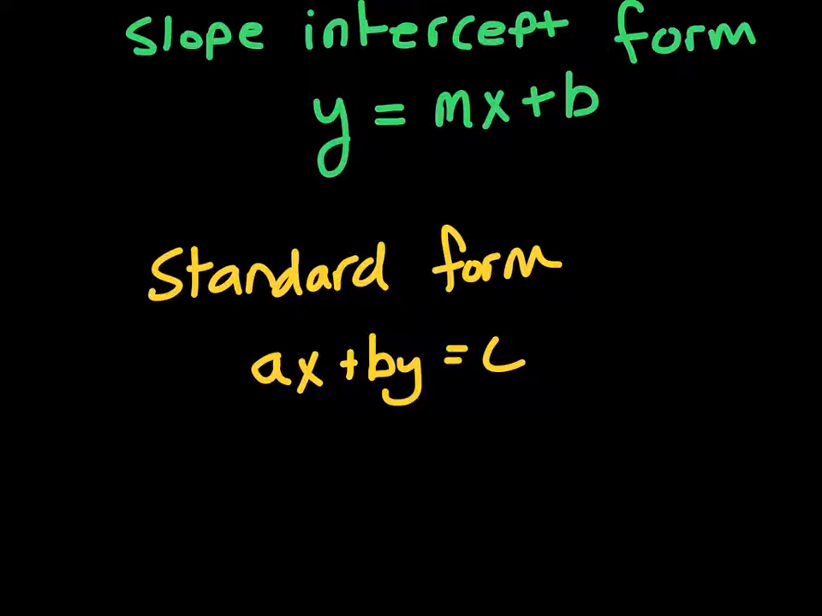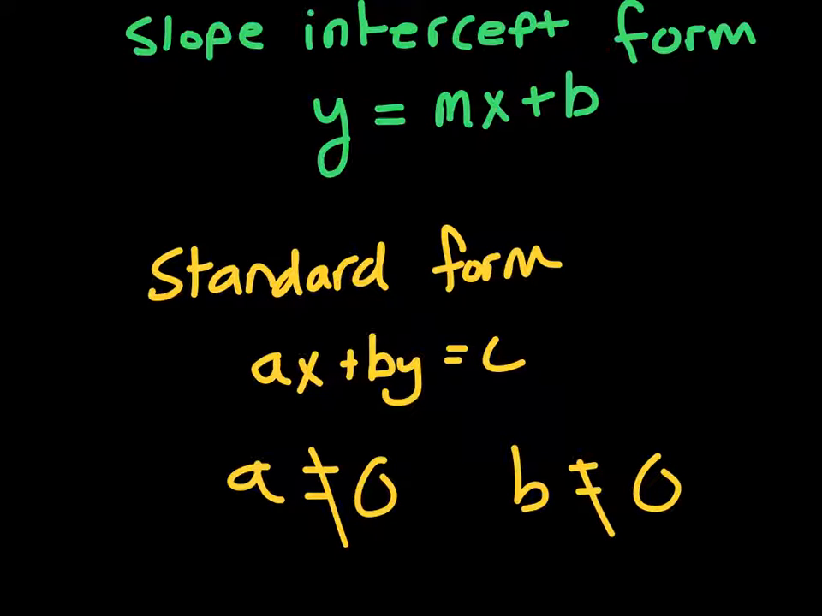A, b, and c are all variables that stand for numbers. What we're going to be doing is working with this and graphing this just like we did with slope-intercept form in the previous section. One more note is that in standard form, a and b cannot equal 0. So a does not equal 0 and b does not equal 0. Okay? So once again, standard form, ax plus by equals c. In slope-intercept form, y equals mx plus b.